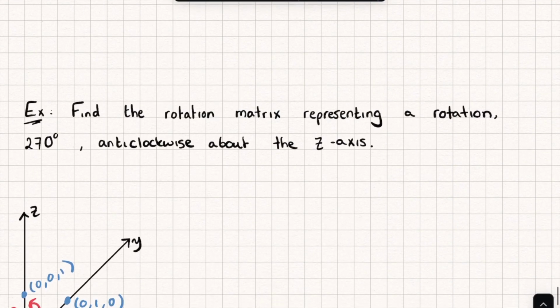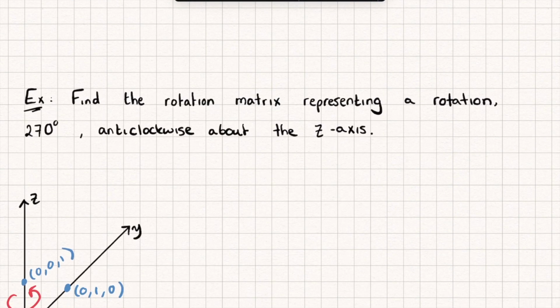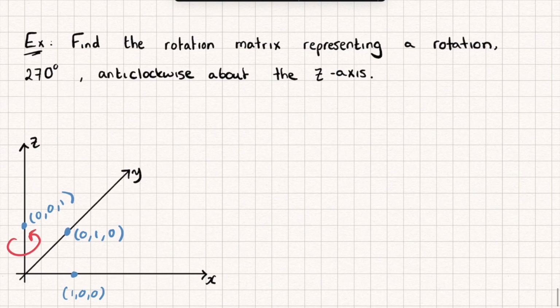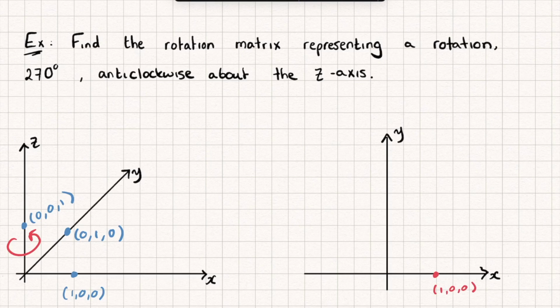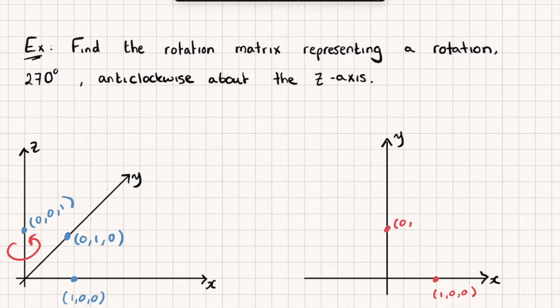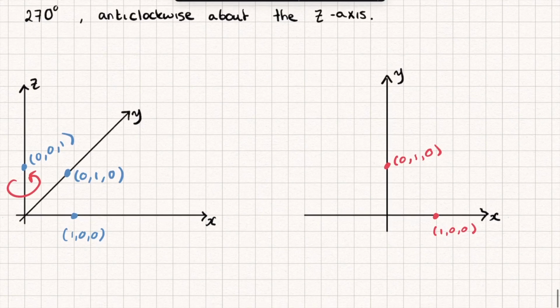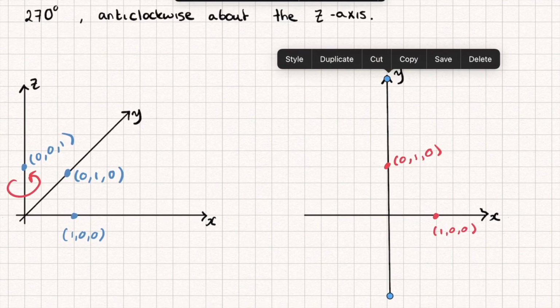And finally, let's look at a rotation which is 270 degrees anti-clockwise, but this time about the z-axis. Now imagine I was looking straight down the z-axis. Let me draw this out. I would have my x-axis here, and my y-axis like so. Let me mark on my points. I've got the point 1, 0, 0, and then on my y-axis the point 0, 1, 0. We're doing a rotation 270 degrees anti-clockwise.